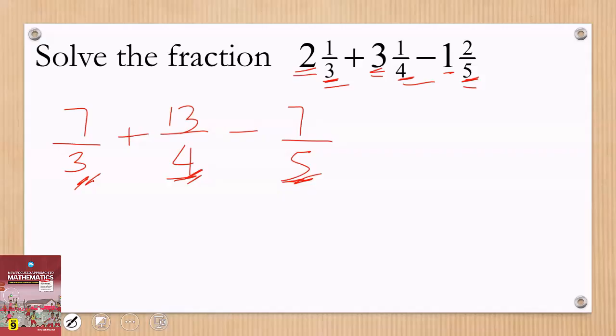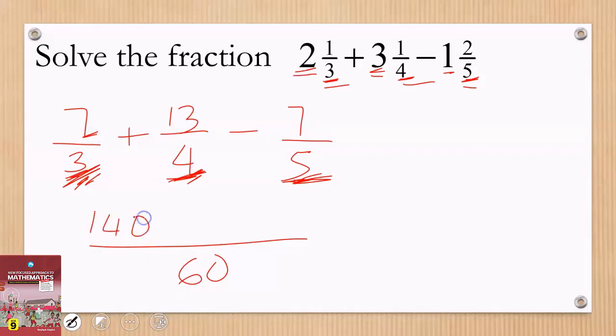Now you could see that if you start with 5, 10, 15, 20, 25, all these numbers 3 cannot divide. Then 30, 3 can divide, but 4 cannot divide 30. So then 35, 40, 45, 50, 55. I think the best will be 60. And the 60 can be generated by multiplying 3 times 4 times 5, which gives us 60. Now 3 can divide 60 as 20, and 20 times 7 gives us 140.